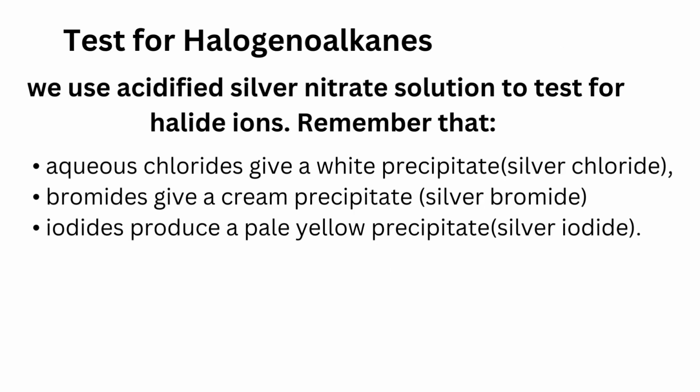Test for halogenoalkanes. We use acidified silver nitrate solution to test for halide ions. Remember that aqueous chlorides give a white precipitate, which is silver chloride. Bromides give a cream precipitate, which is silver bromide. Iodides produce a pale yellow precipitate, which is silver iodide.